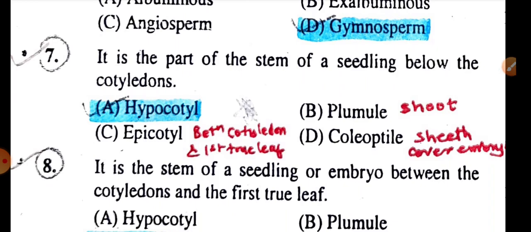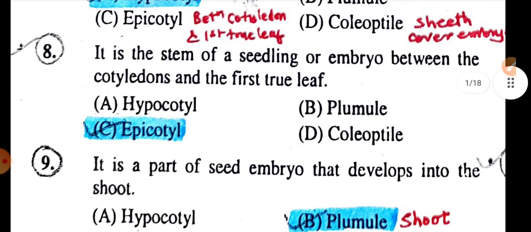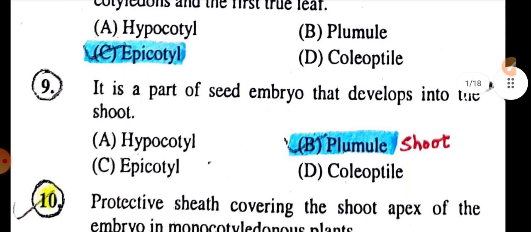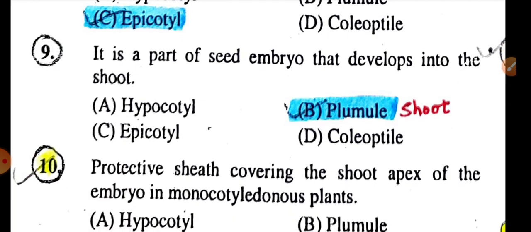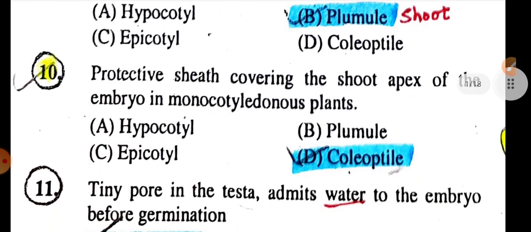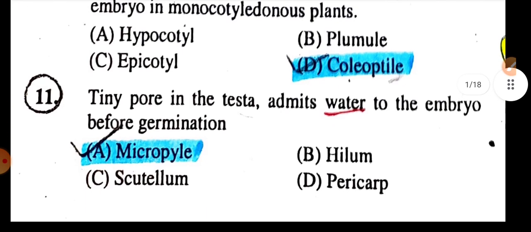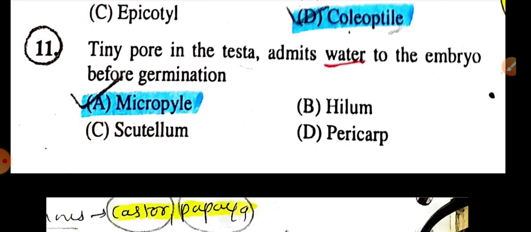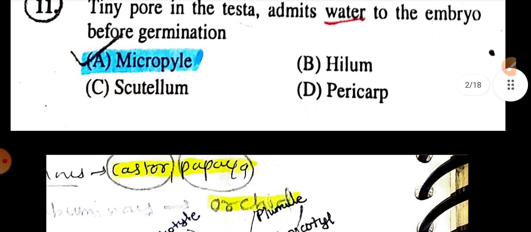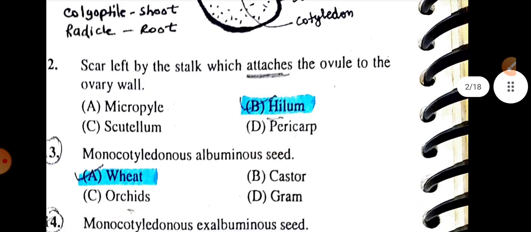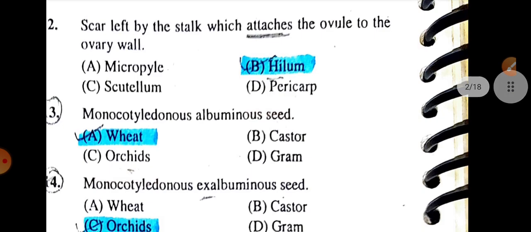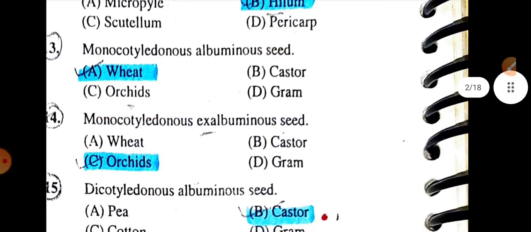Hypocotyl is the part of the stem of a seedling below the cotyledon. Epicotyl is the stem of a seedling or embryo between the cotyledon and the first true leaves. Plumule is the part of the seed embryo that develops into the shoot. Coleoptile is a protective sheath covering the shoot apex of the embryo in monocot plants. The tiny pore in the testa that admits water to the embryo before germination is the micropyle. A scar left by the stalk which attaches the seed to the ovary wall is the hilum.